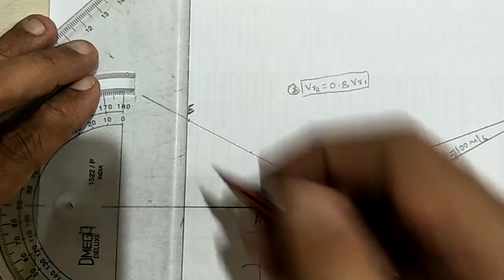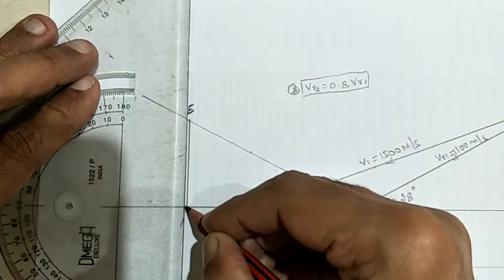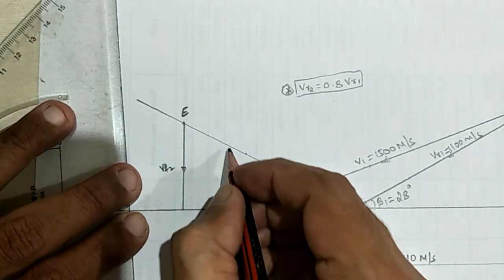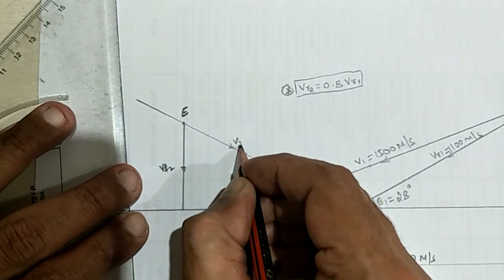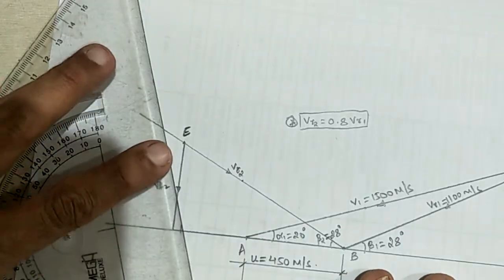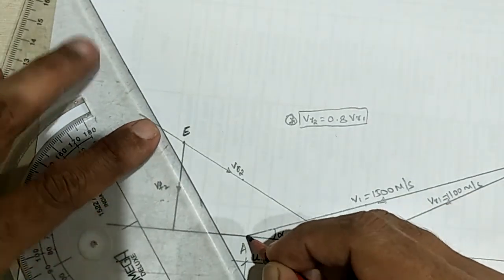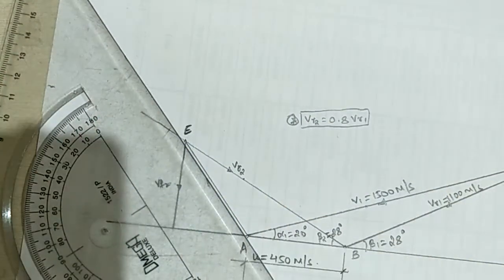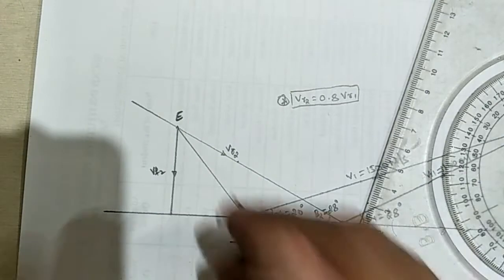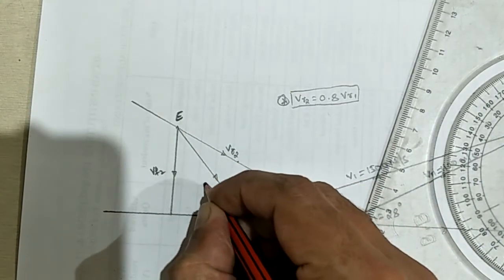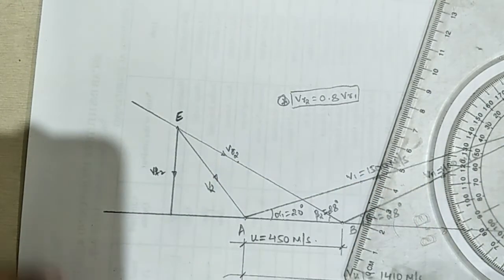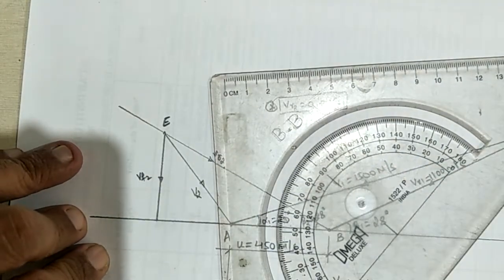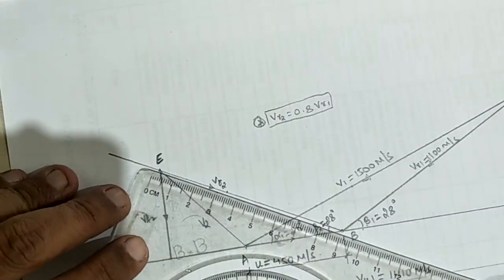That is nothing but VF2, and this is VR2. Then join EA, which is nothing but V2. So this is V2. Okay, now measure the length of each line and multiply with the scale to get the magnitude of that particular line.